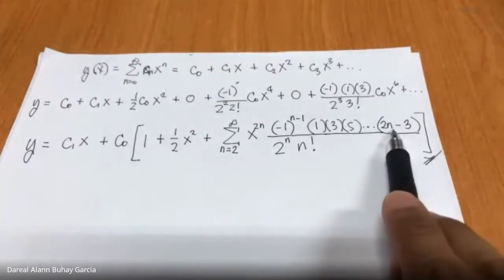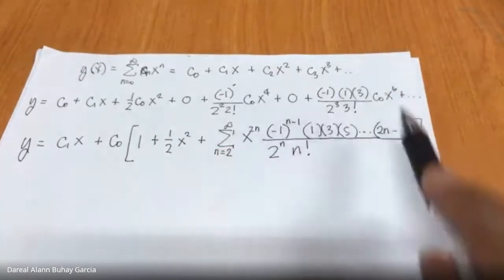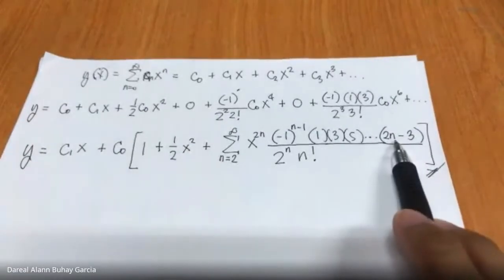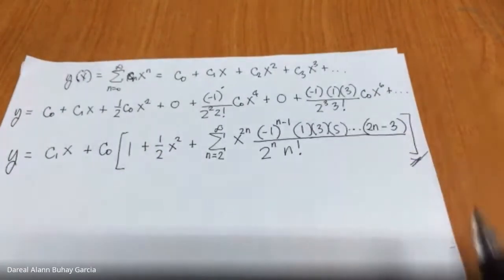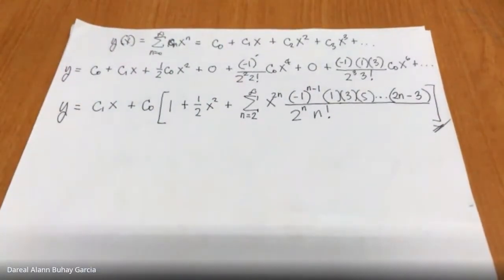2 times 2 is 4 minus 3 is 1. So, sakto. 1. When n is 3, 2 times 3 is 6 minus 3, 3. Sakto. So, sakto na siya. Any questions? Kaya na ba? Kaya na ninyo mag-solve of power series? Kadam na mo itong 2n minus 3?